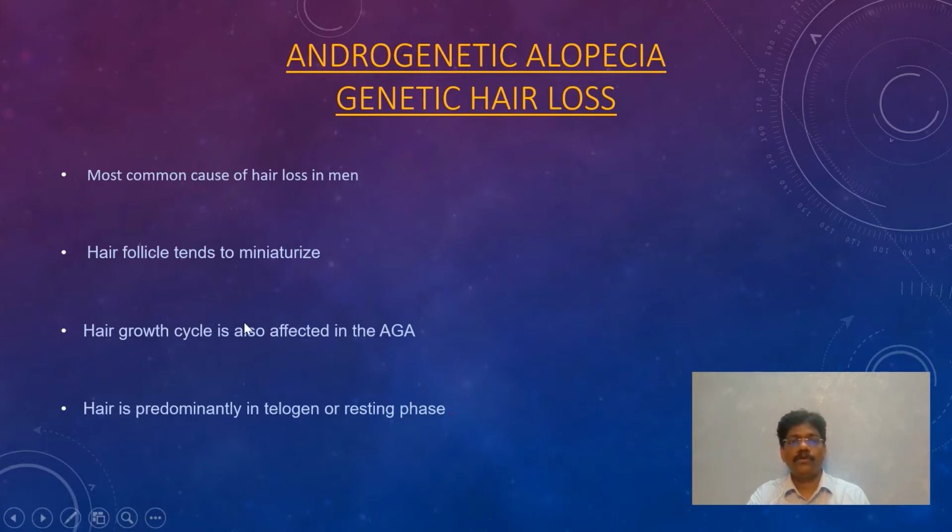Hair growth is also affected. The hair growth cycle is affected in androgenetic alopecia, and the hair is predominantly in the resting phase. The percentage of hair in the active phase is very low in androgenetic alopecia.